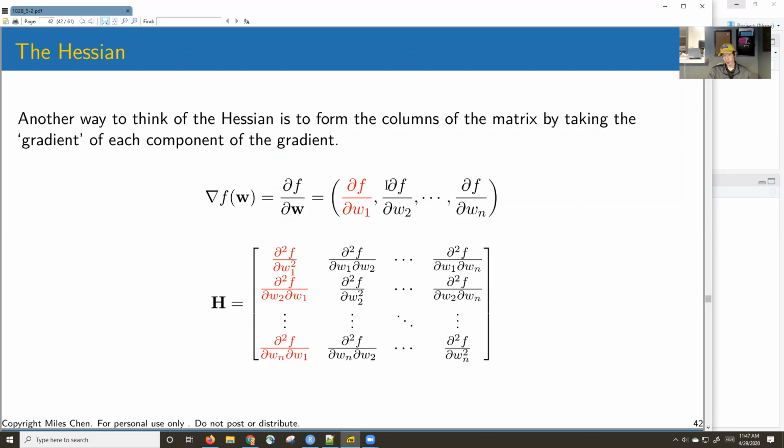And then we do that for this one. What's the partial of this with respect to w1? You're going to get d2f dw1 dw2. This is going to be symmetric. These two are going to be equal to each other, so this is a symmetric matrix. The partial of this with respect to w2 is going to be the second derivative of this with respect to w2, and so on and so forth until you get to here. And so you get an n by n matrix of second order partial derivatives. Is that all right for the Hessian?